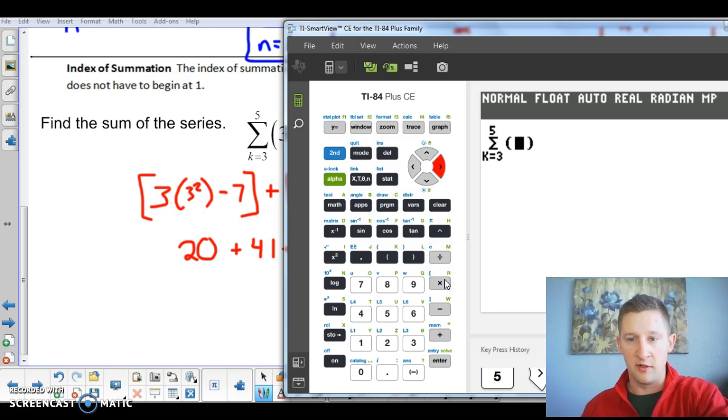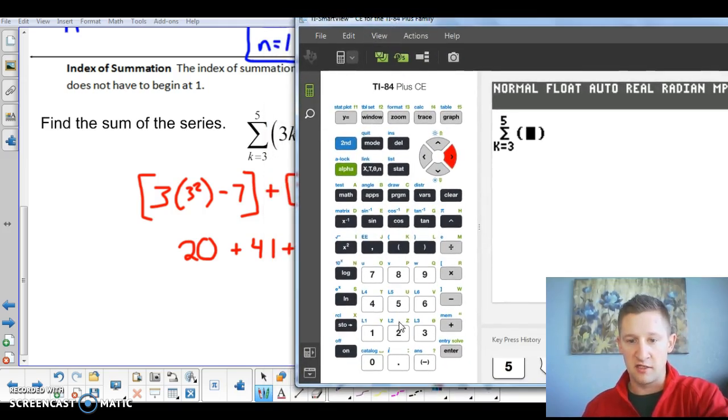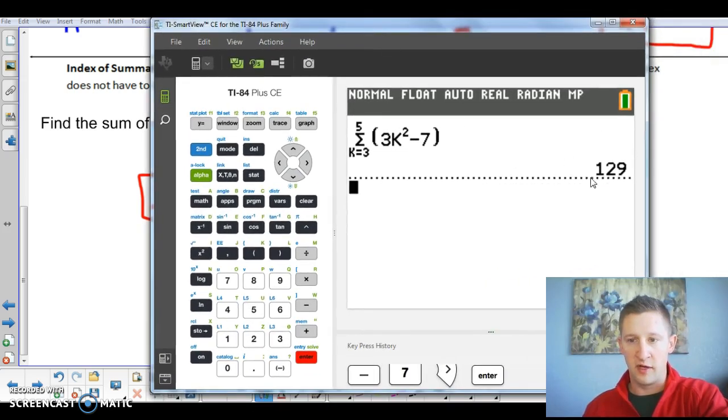And then I'm going to type in my rule. My rule was 3k squared minus 7. So 3k squared, hit alpha k squared minus 7. And when I hit enter, it ought to spit out 129. Same thing I got when I did that by hand. So kind of a neat way to be able to do sigma notation on your calculator for finding sums.